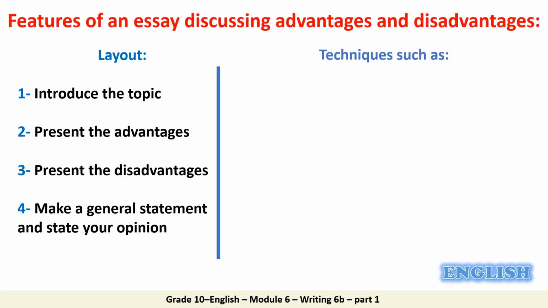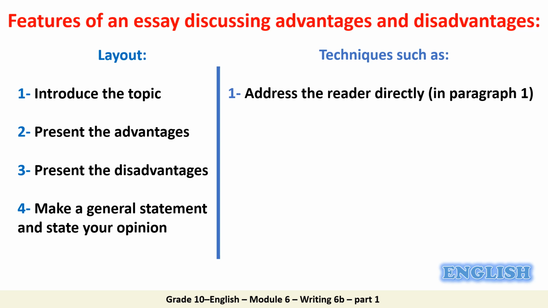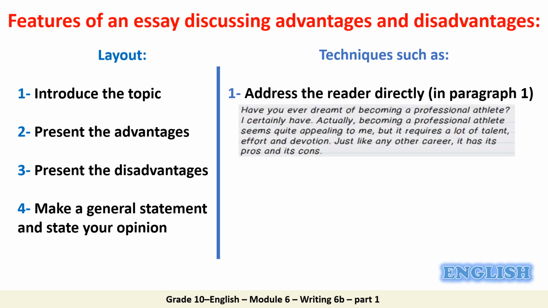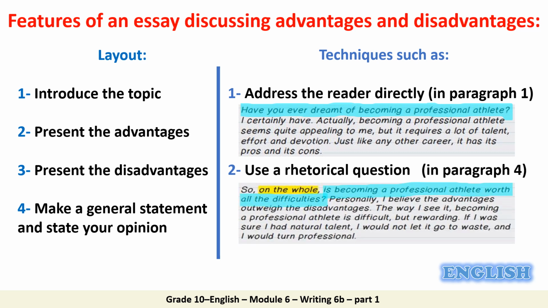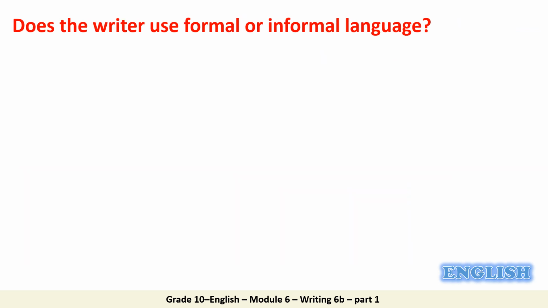Okay, apart from the layout, we have seen techniques such as address the reader directly in paragraph 1, as we have seen. Have you ever dreamt of becoming a professional athlete? Also, you can use a rhetorical question, as we have seen in paragraph 4. For example, is becoming a professional athlete worth all the difficulties? Of course, we don't need an answer. All right.